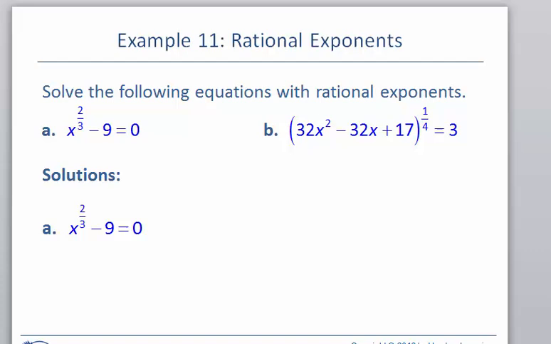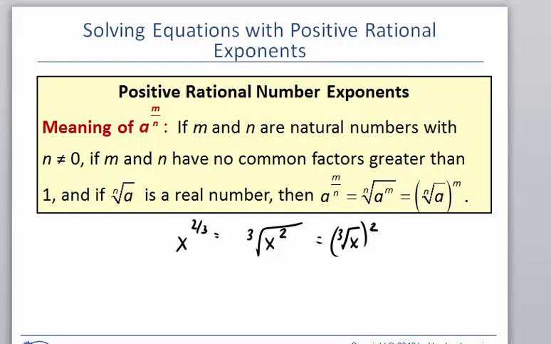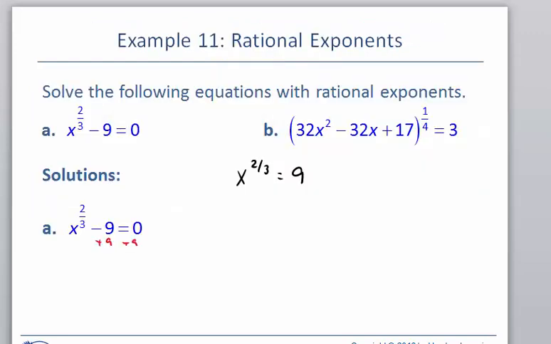All right, and so we're going to follow our same procedure in that we want to isolate the radical. So we're going to add the 9 to both sides. So we're going to have x to the 2/3 is equal to 9. Now I'm going to take that x to the 2/3 and use the rule that we just saw. Okay, and so we said x to the 2/3 was the same thing as the cubed root of x squared. So let's write it that way instead. So the cubed root of x squared is equal to 9.